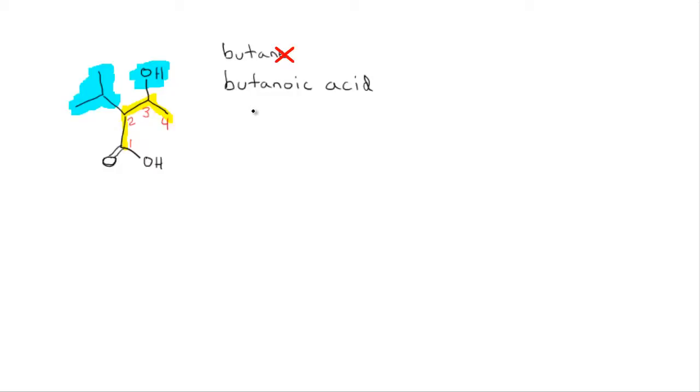Next, I place the name of the substituents in front alphabetically. First alphabetically is 3-hydroxy for the OH group, followed by isopropyl at the 2-carbon position, and then we follow that with the name of our parent, butanoic acid. So the full name of this compound is 3-hydroxy 2-isopropyl butanoic acid. Let's take a look at a slightly different molecule.